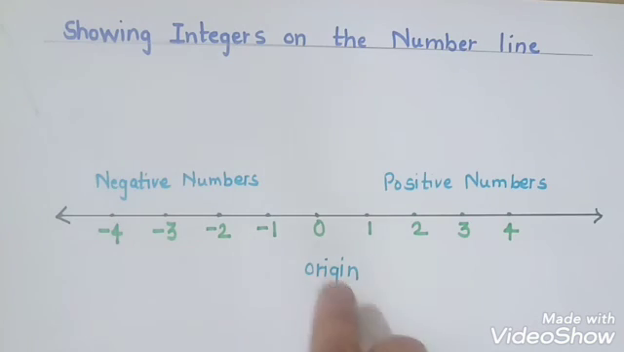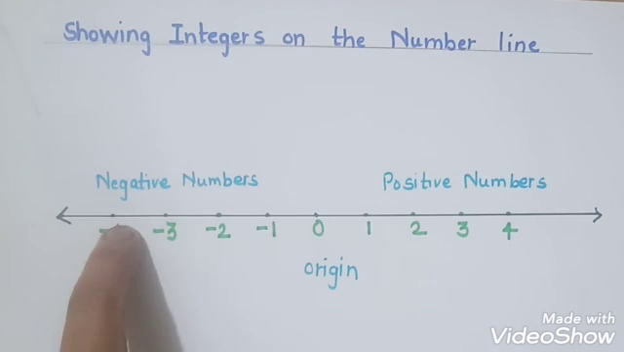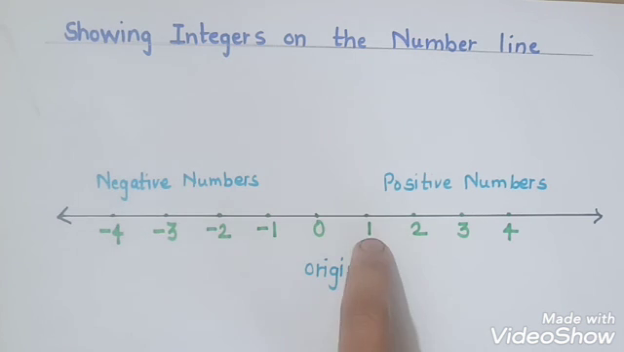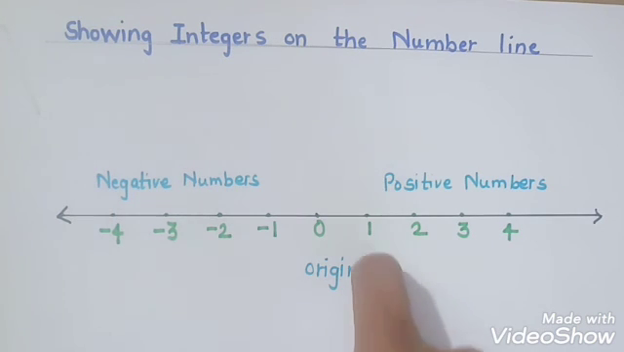So students, this is the number line. This is point O, that is origin. These are negative numbers. Negative numbers are always on the left side of the origin. These are positive numbers. Positive numbers are always on the right side of the origin. Thus, today we have learned the concept of integers and showing integers on the number line.